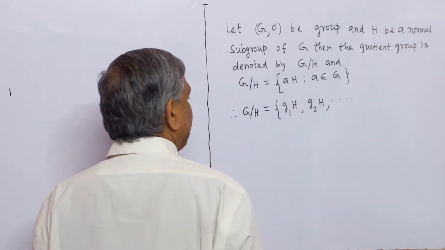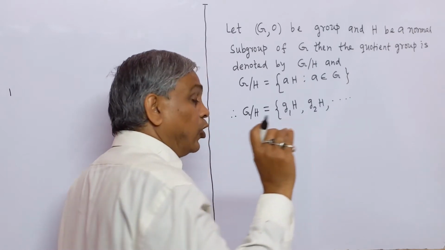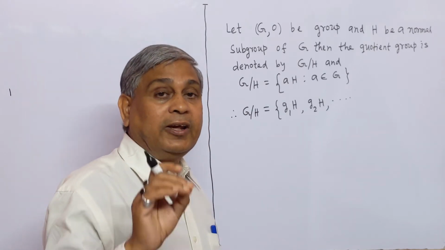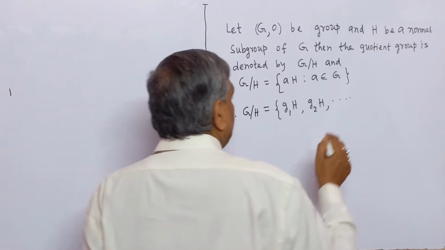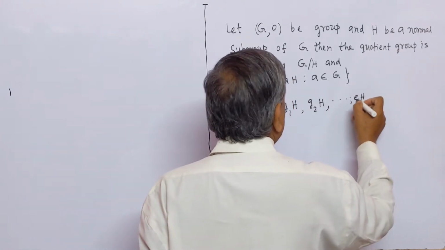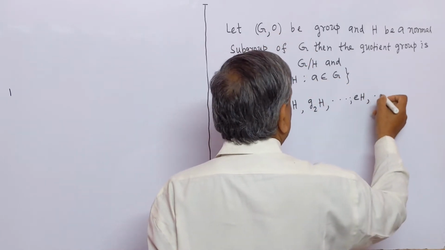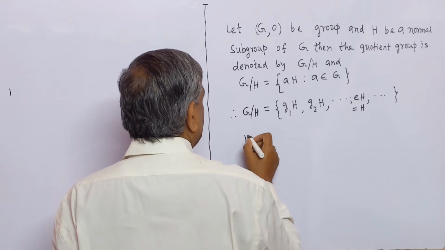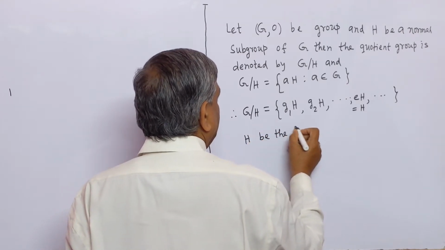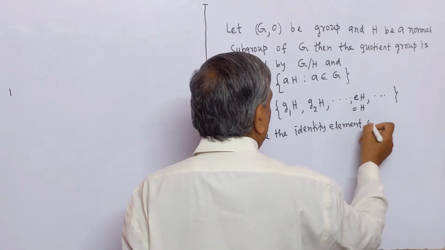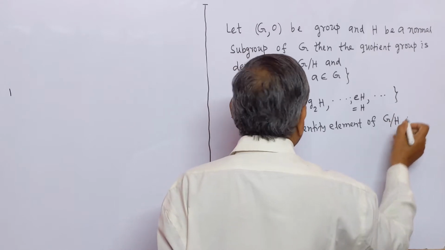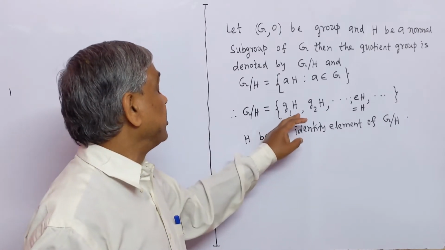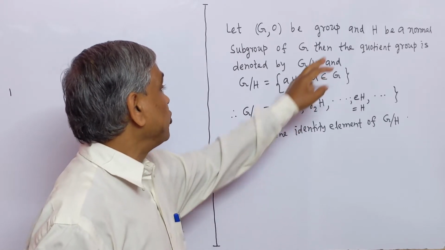These are all cosets. Since H is a normal subgroup, the left coset is equal to the right coset, so here we only speak about cosets. eH, where e is the identity element of group G. This eH equals H, and H is the identity element of quotient group G by H. Therefore, the quotient group G by H is the collection of all cosets of normal subgroup H.